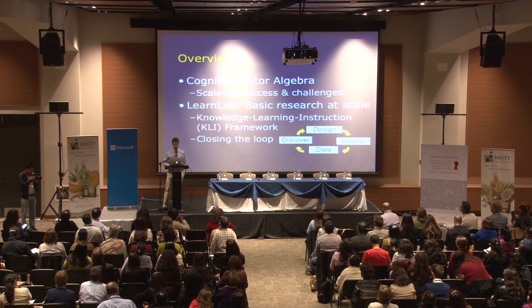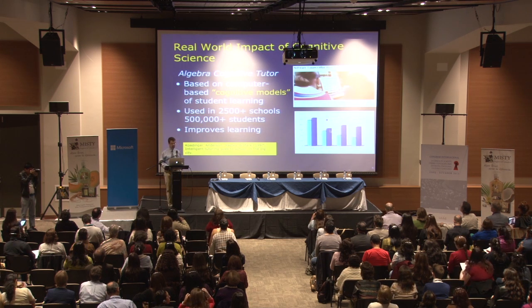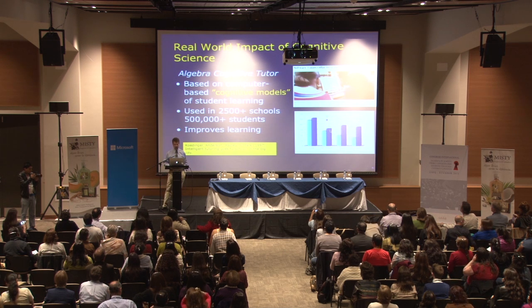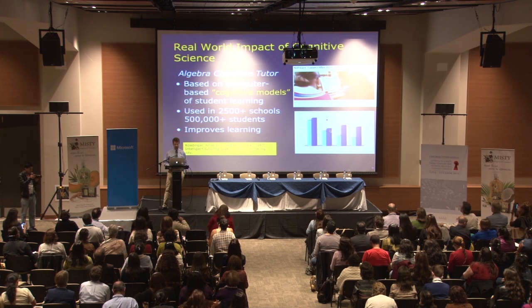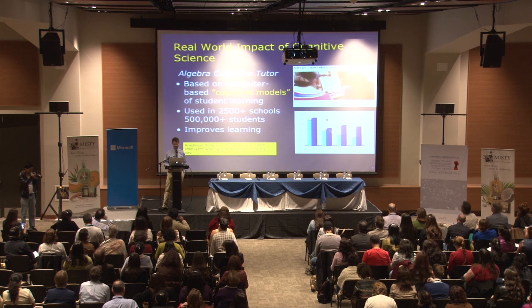So let me start with some background on the Cognitive Tutor Algebra. It's a great example of the real-world impact of cognitive science research. It's based on cognitive science theory, in particular John Anderson's theory, which he calls ACT-R. And in particular, we use that theory to develop computer-based cognitive models of student learning. And I'll illustrate what I mean by that technical term, cognitive models, in a moment.